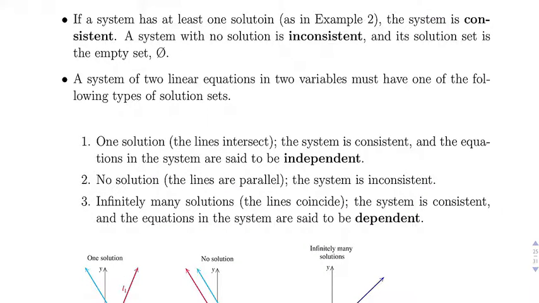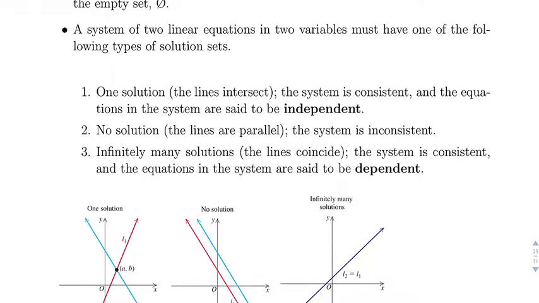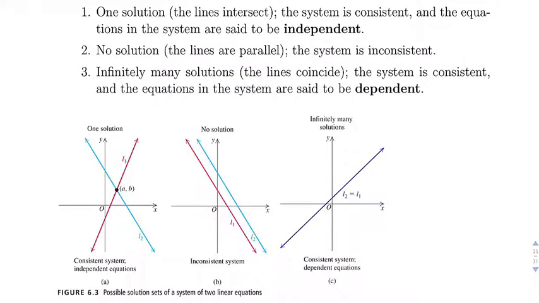So if a system has at least one solution, as in example 2, the system is consistent. A system with no solution we call inconsistent, and the solution set is the empty set. A system of two linear equations in two variables must have one of the following types of solutions. Either one solution, which means the lines intersect, as you see in the graph.